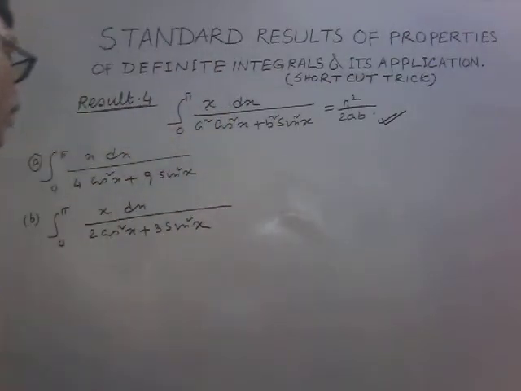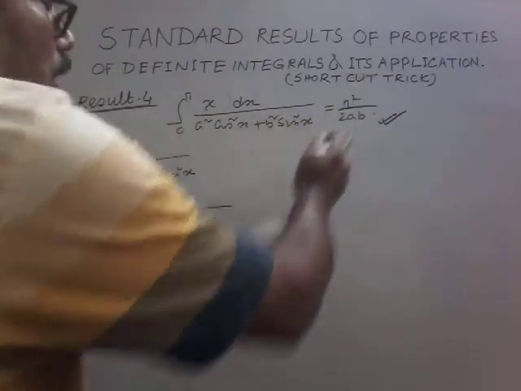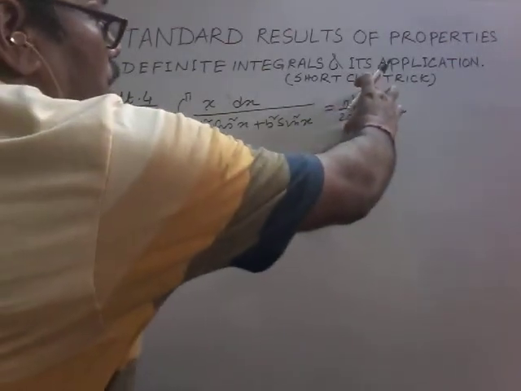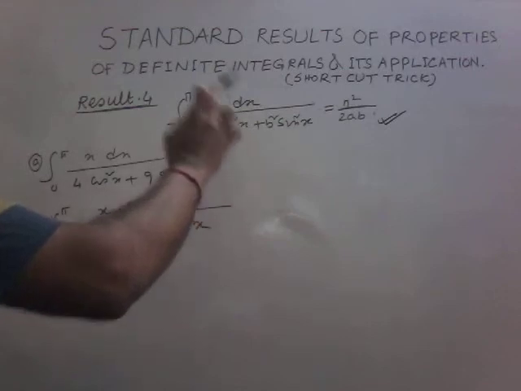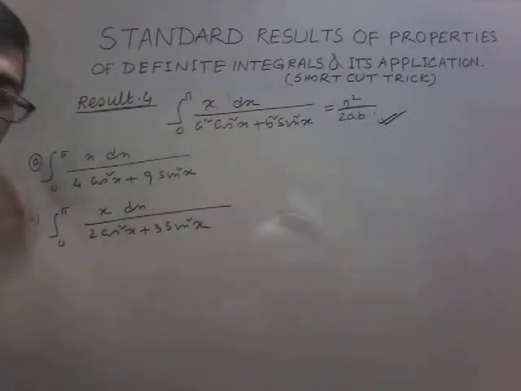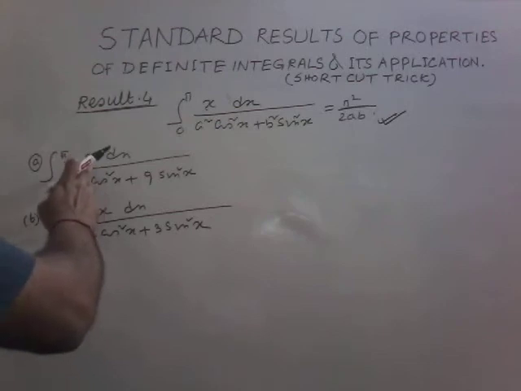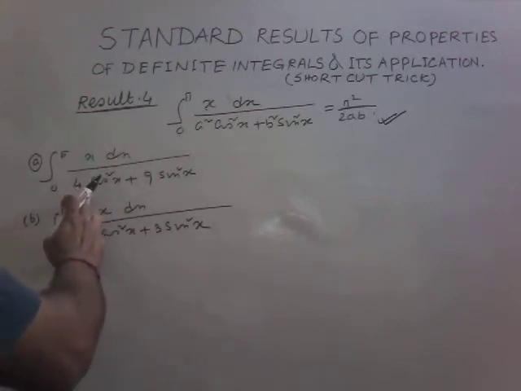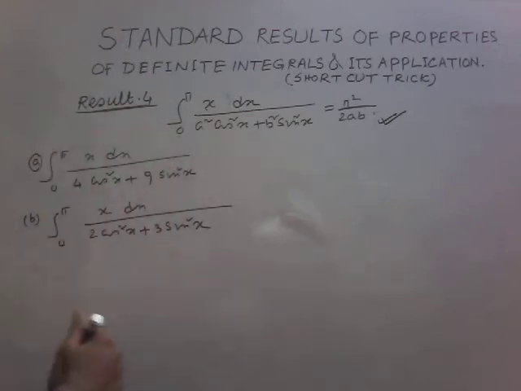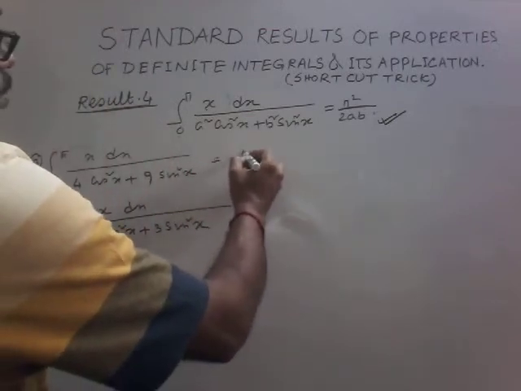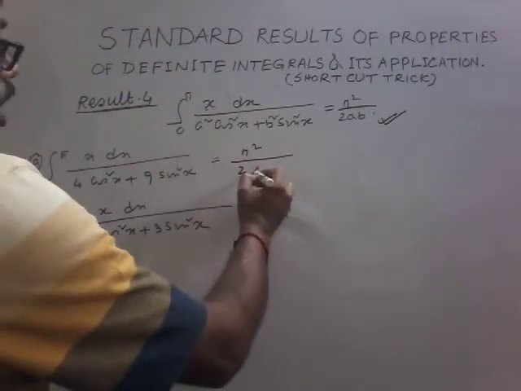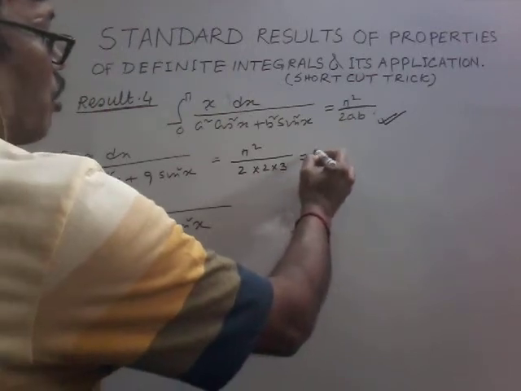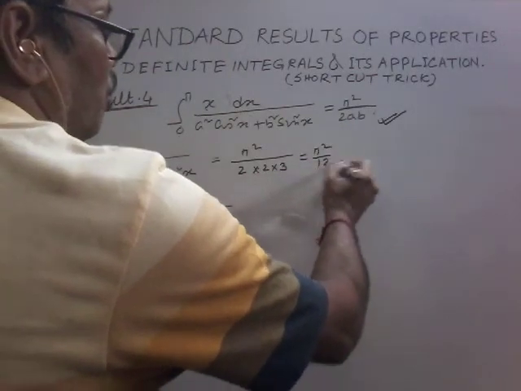Now application. So if we remember this result, then you can directly write the value. So what is the result of the first problem? x dx by 4 cos square x plus 9 sin square x. What is the result? Pi square by 2ab. What is a? A square is 4, so a is 2, b is 3. So pi square by 12.